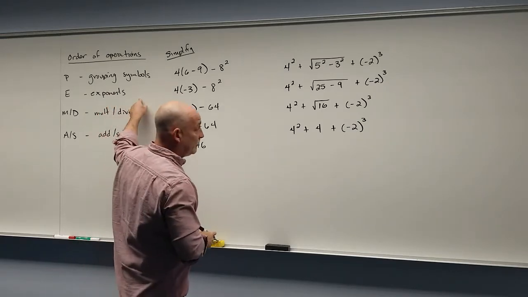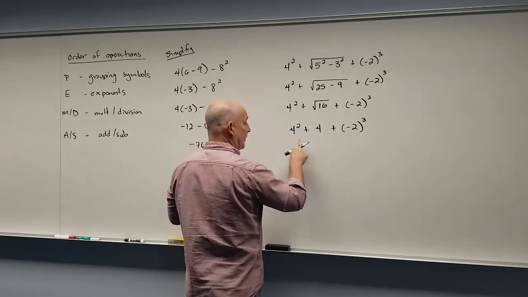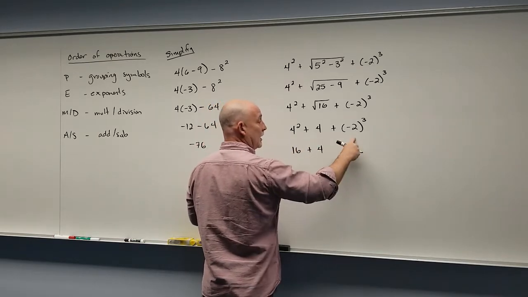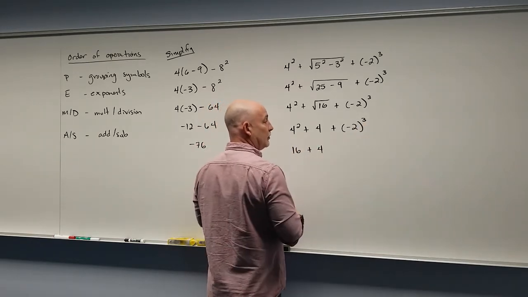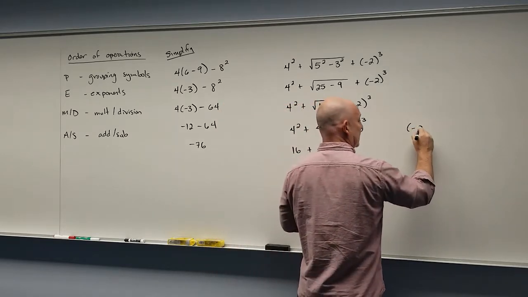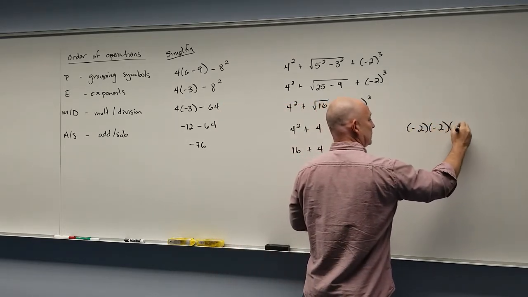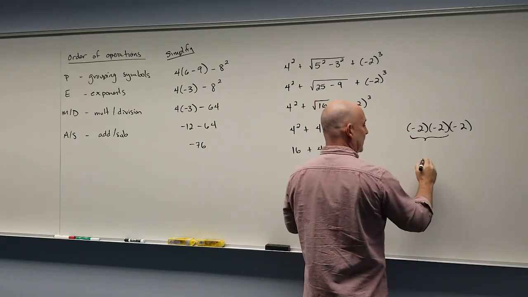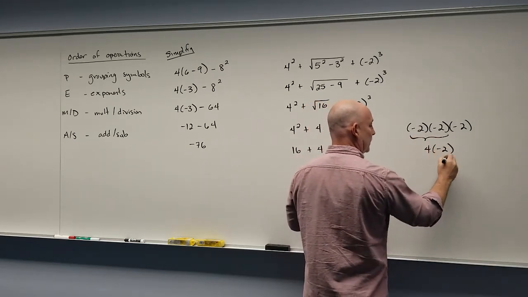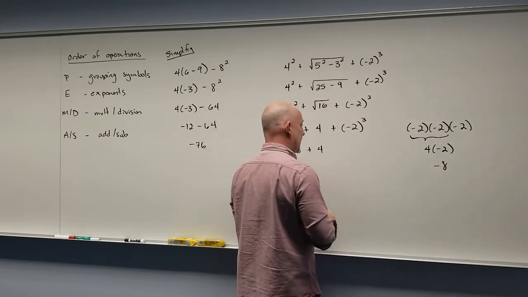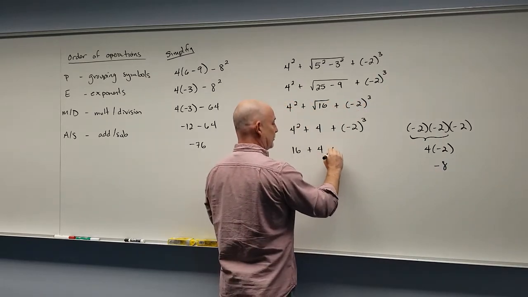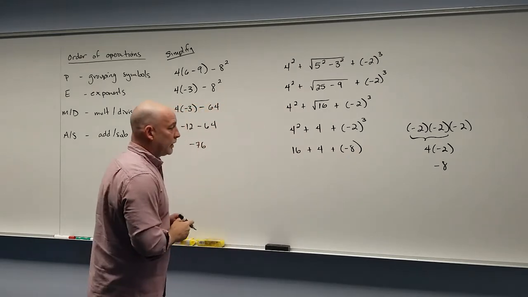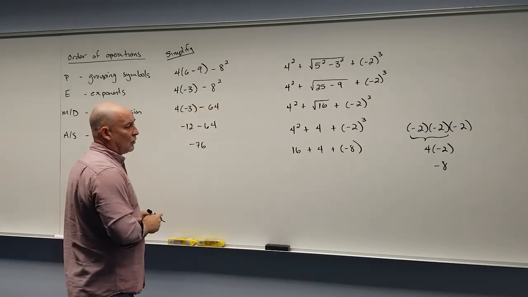Moving down our list, we made it to exponents. All right, we have a couple of exponents here. 4 squared is 16 plus 4. Now let's see, negative 2 cubed. So to think about that, that's negative 2 times negative 2 times negative 2. Well, negative 2 times negative 2 is positive 4 times negative 2 is negative 8. So that's going to be plus negative 8. Okay, so now we don't have any more exponents.